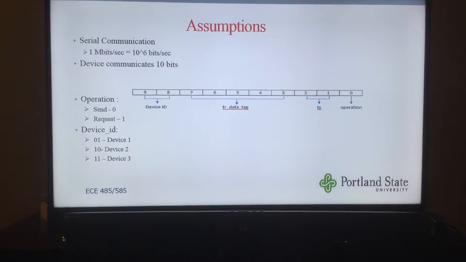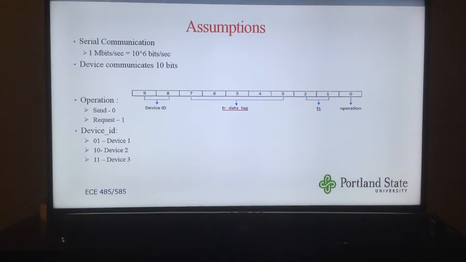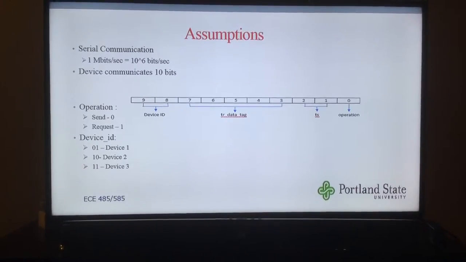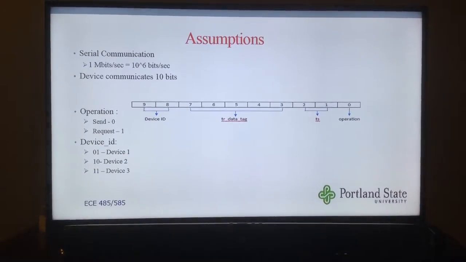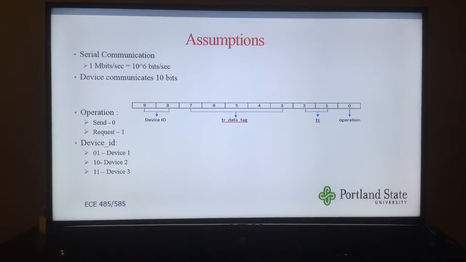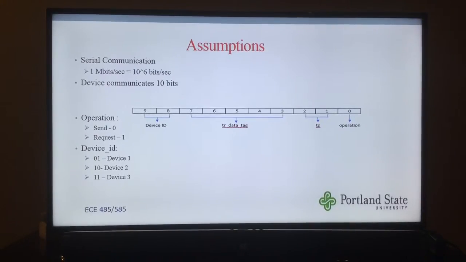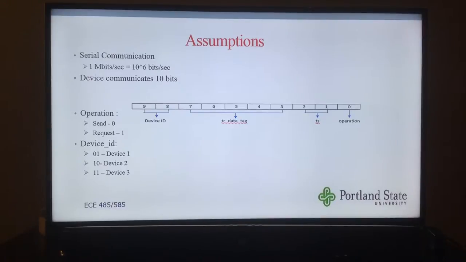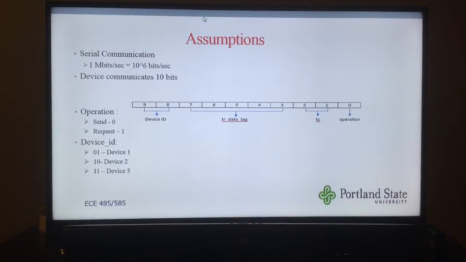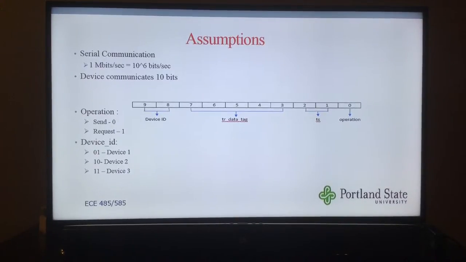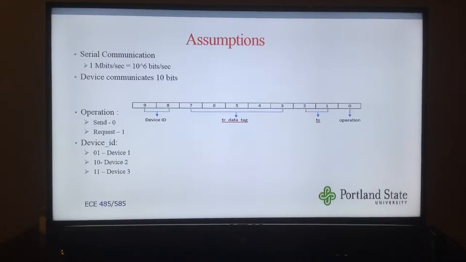Before going into the details of the working of the system, let's see what our assumptions are. In this serial communication, we considered 1 megabit per second to be 10 raised to the power 6 bits per second. The device sends a 10-bit command to the satellite hub controller. In those 10 bits, the first bit is the operation, and it represents send or receive. If the operation bit is 0, that is the send operation, and the device is sending data. If it is 1, the device is requesting data.